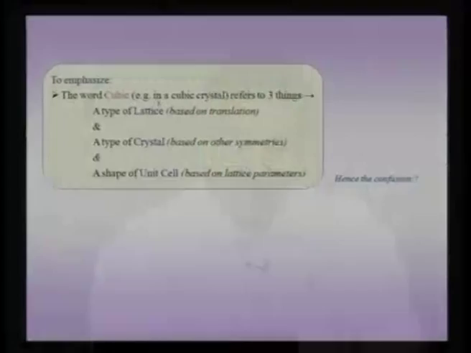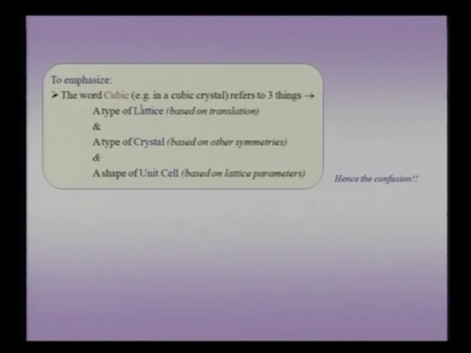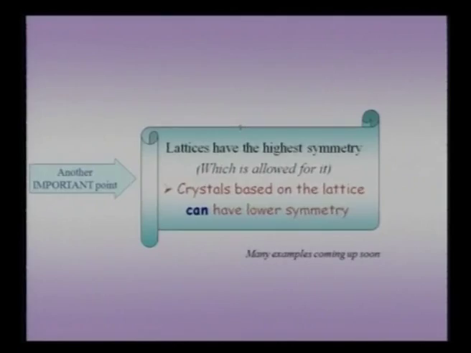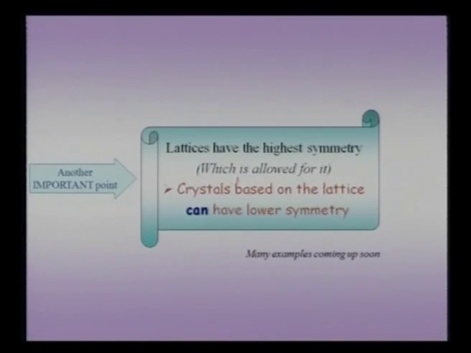So, the word cubic can be referring to the kind of lattice we are talking about, it could be referring to a kind of crystal, which is a symmetry based concept, or we could just merely be referring to the kind of unit cell we are talking about. And hence, we need to be a little careful when we are dealing with all these words and this phraseology in crystallography, and we will take up examples to show that crystals based on a lattice can have lower symmetry than the lattice itself. In other words, the motif we put on the lattice can lead to a lowering of the symmetry, and we will take this up as the next set of examples.